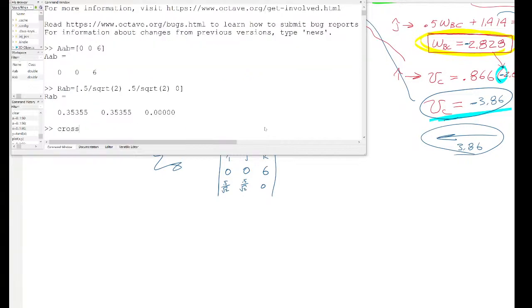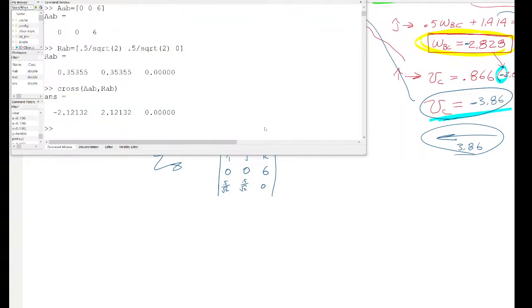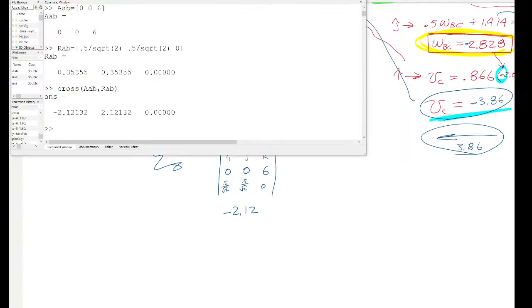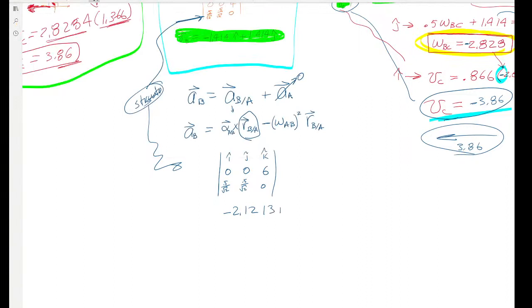Now if I want to do a cross of alpha AB and R_AB. Now, hang on a second. Let me find my pen. Okay, I ended up with, let me look at this, minus 2.1213 i plus 2.1213 j. And this is the acceleration of B.